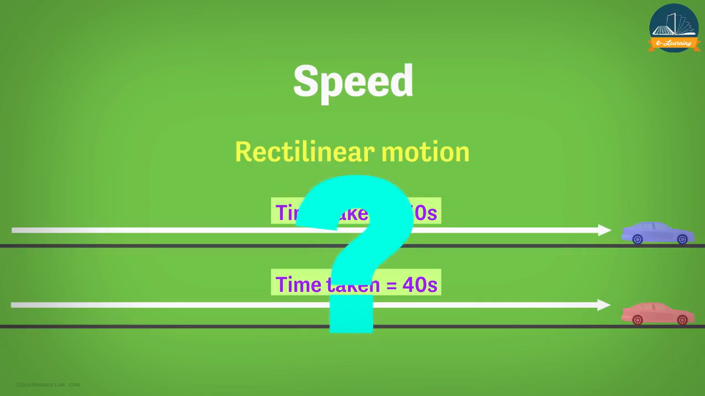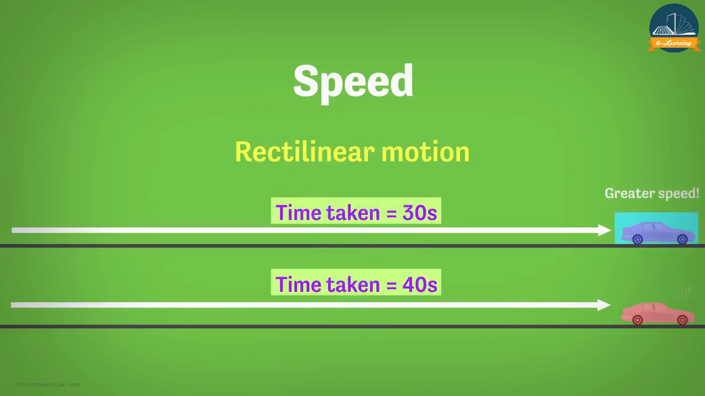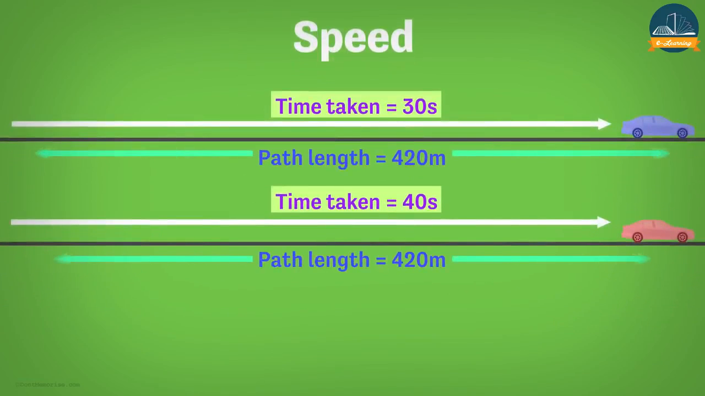By intuition, we can say that the blue-colored car was traveling at a greater speed than the red one. Why? Because the blue car covered the same distance in lesser time. Let the length of this path be 420 meters. This path length is nothing but the distance that the car travels in a given amount of time.